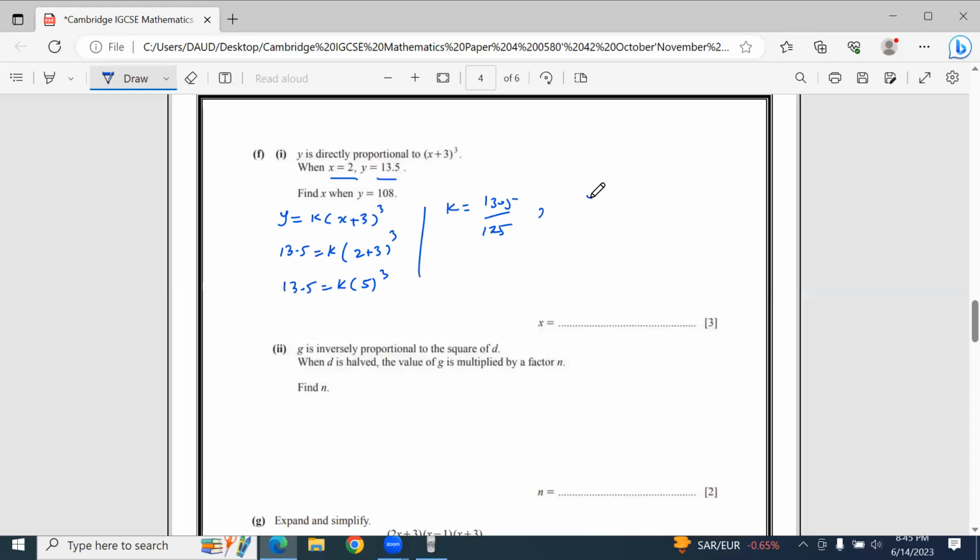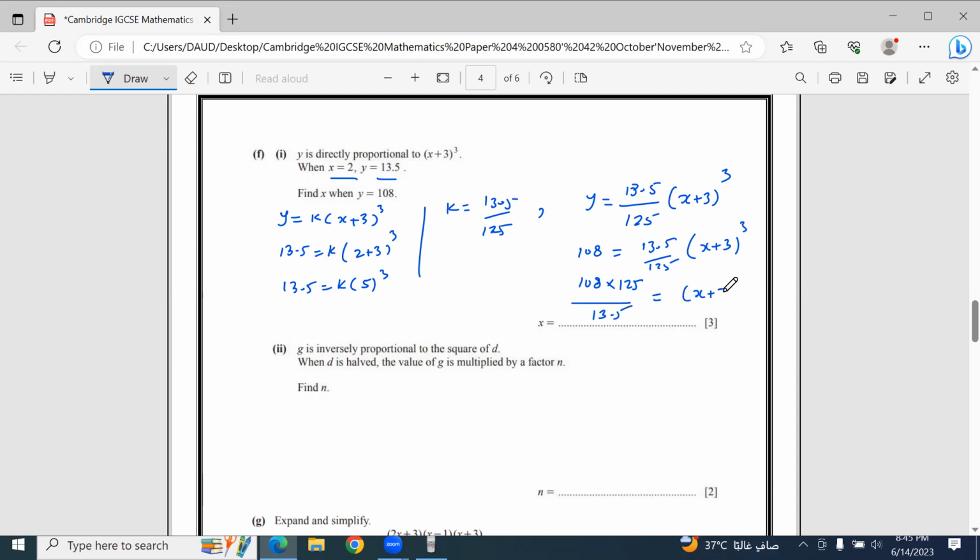Now our required equation is y is equal to 13.5 over 125 (x plus 3) cubed. And once you find this equation, the equation of y in terms of x, what is the value of x when y is 108? Means when y equals 108. So 13.5 over 125 (x plus 3) cubed, we are looking for the value of x. Next step, we can say that 108 multiplied by 125 over 13.5 equals (x plus 3) whole cube.